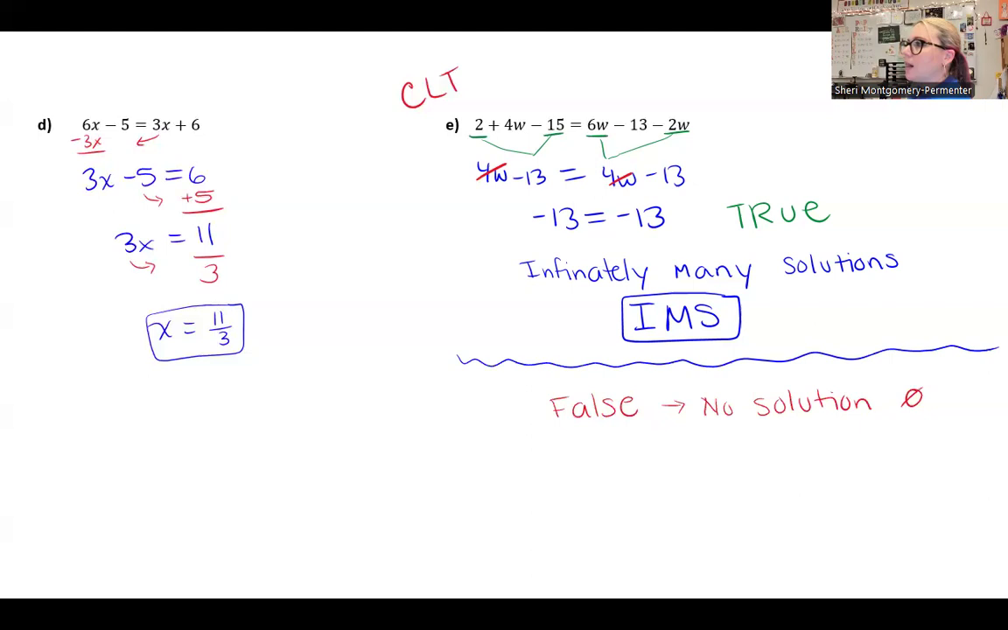Yes. You know if it's true or false because you're going to get to something equals something. 5 equals 5. That's true, right? But does 5 equal 4? No, that's false. So that's how you'll know it's false. You get to something that's not true. 0 equals 11. No, it doesn't. That's false. And you would say no solution.